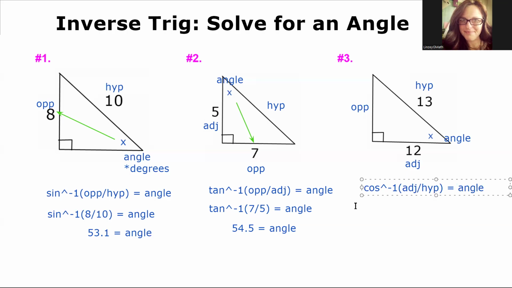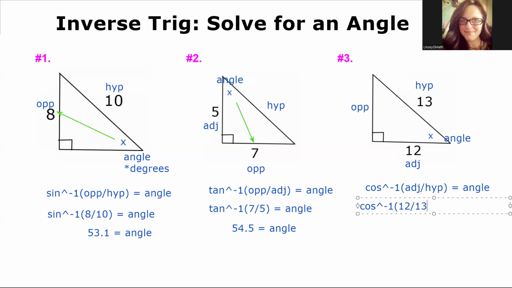And we'll fill in our formula, inverse cosine of 12 over 13. And we'll put that in the calculator, inverse cosine of 12 over 13, and we get 22.6 degrees.